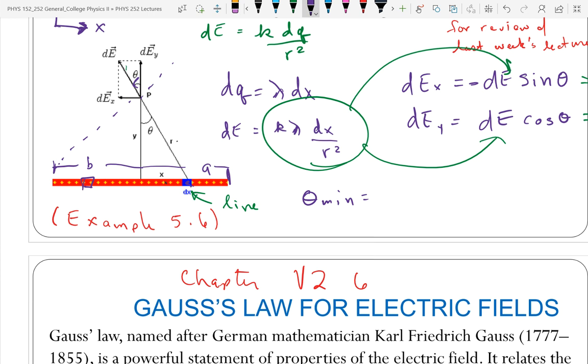I'm going to have to use trigonometric functions, right? And so my theta min is going to be defined by using tangent. So arctangent of minus b over y. And theta max will be arctangent of a over y.